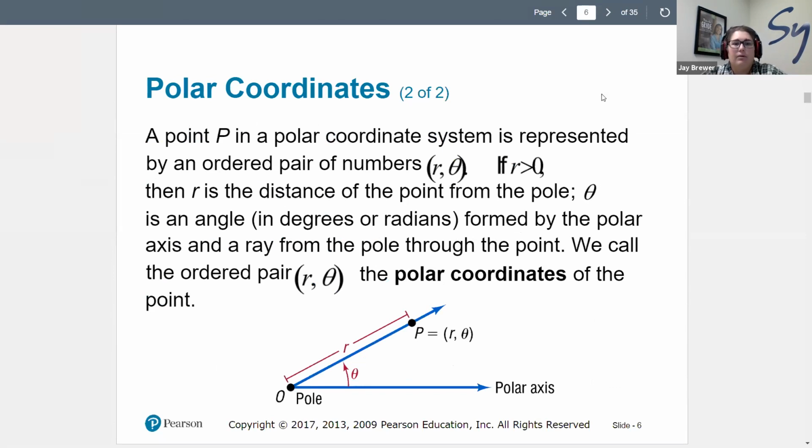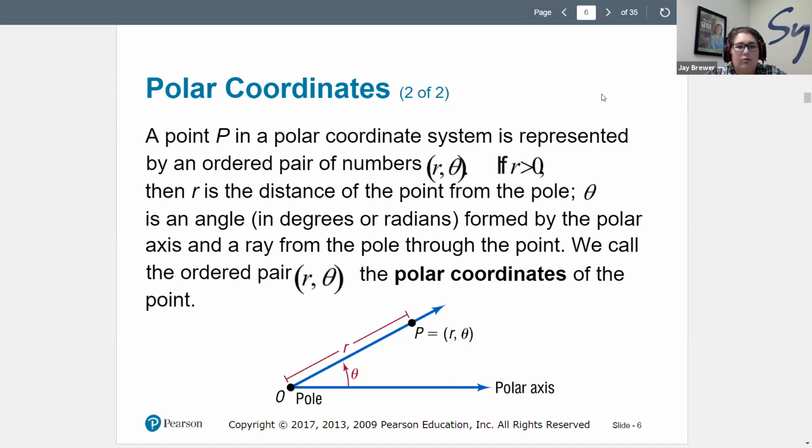So here you can see a little bit more in depth of polar coordinates. So a point P in a polar coordinate system is represented by an ordered pair of numbers. Like I said, radius, comma, theta. So r is the distance of a point from the pole, and theta is the angle either in degrees or radians. I would suggest if you're going to draw diagrams, you can have more than one polar coordinate on the diagram, but I would have one for degrees and I would have one for radians. Okay, I wouldn't combine those two.